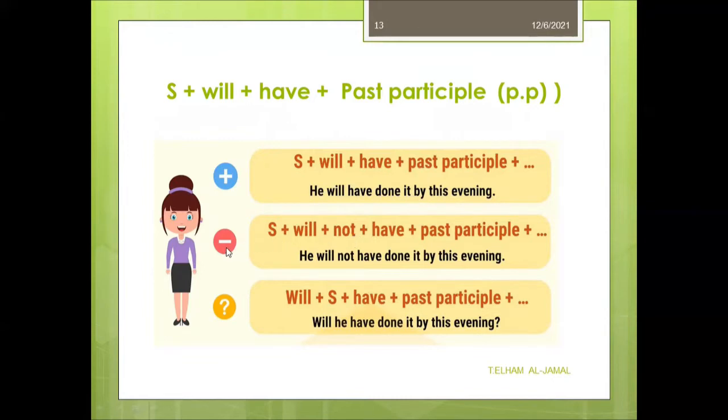The negative form contains subject plus will not or won't have and the past participle. An example: he will not have done it by this evening. The interrogative form or question starts with will, then the subject, have, and the past participle. An example: will he have done it by this evening?